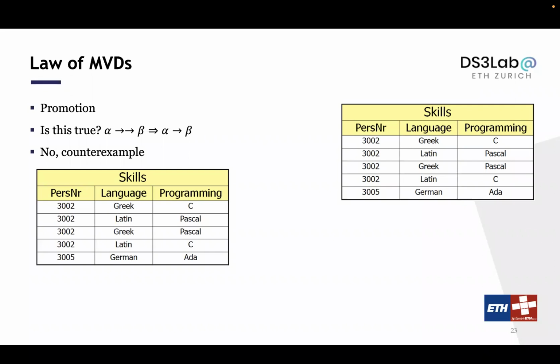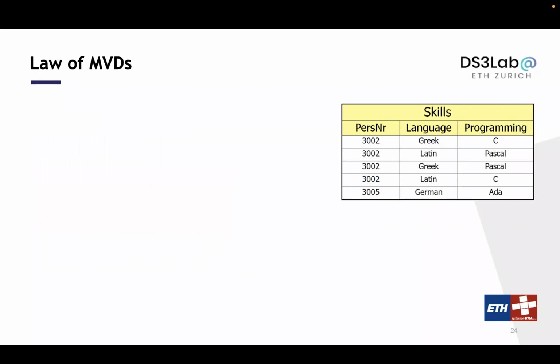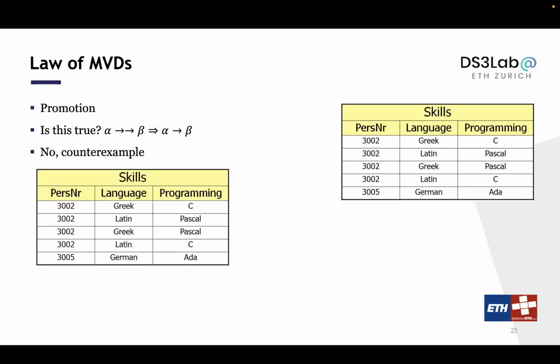Here you have the multivalued dependency from personnel number to language, and from personnel number to programming. There are two different multivalued dependencies, but clearly there's no functional dependency from personnel number to language, and no functional dependency from personnel number to programming. Because given the same personnel number, you cannot decide a unique language. There are two of those. For 3002, you cannot decide the programming either; there are also two of them. So there's an MVD, but there's no FD. So the other way around of the promotion rule is not true.